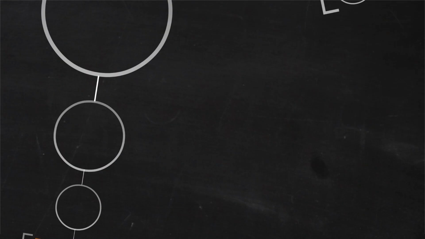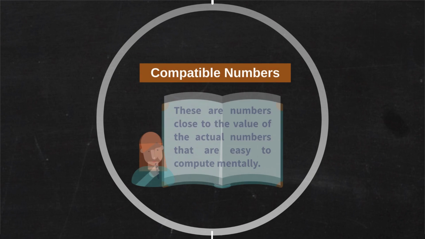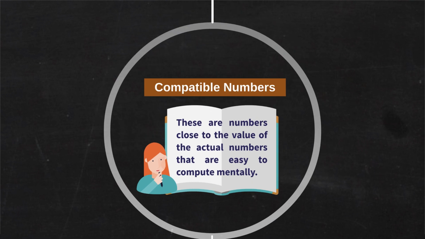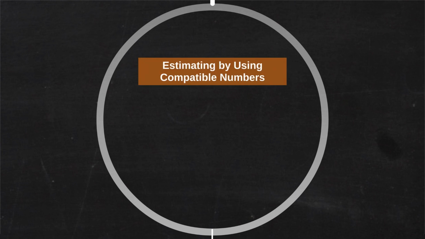Let's move on to the next topic. Do you know what compatible numbers are? These are numbers close to the value of the actual numbers that are easy to compute mentally. We use compatible numbers to easily solve expressions. Let's apply that concept and estimate by using compatible numbers.